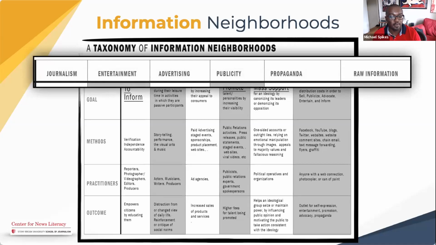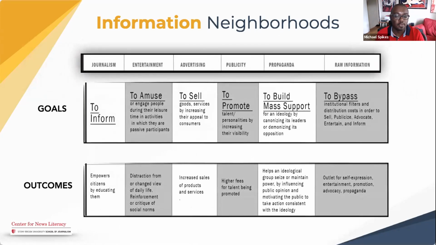But what we try to focus on here, and while the taxonomy shows you the goals, the methods, the practitioners, and the outcome, when I'm giving these presentations, we like to focus on two elements, those of the goals and the outcomes. What are the goals of this piece of media and what are the intended outcomes? As you can see in each, there are specific goals highlighted with an intended outcome. It's helpful to think of these as guides to help you understand the intent of each genre.